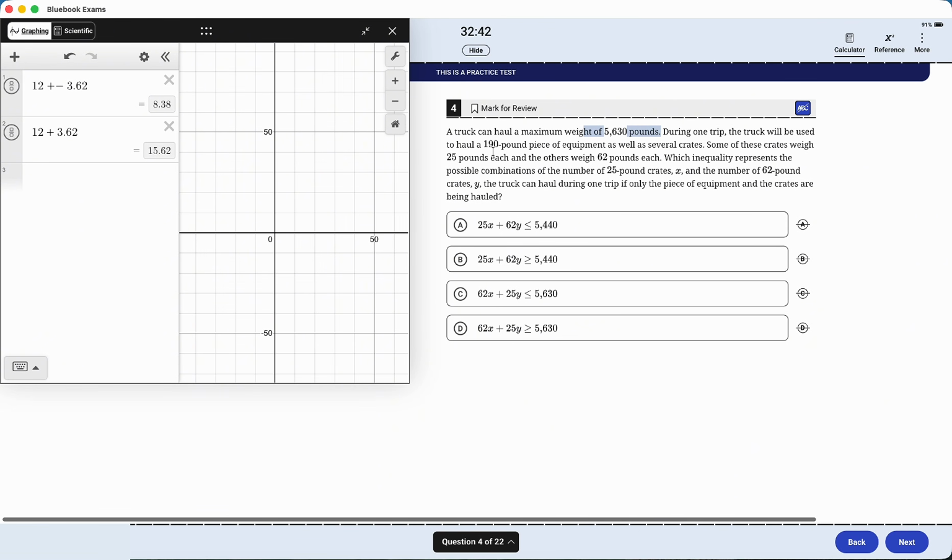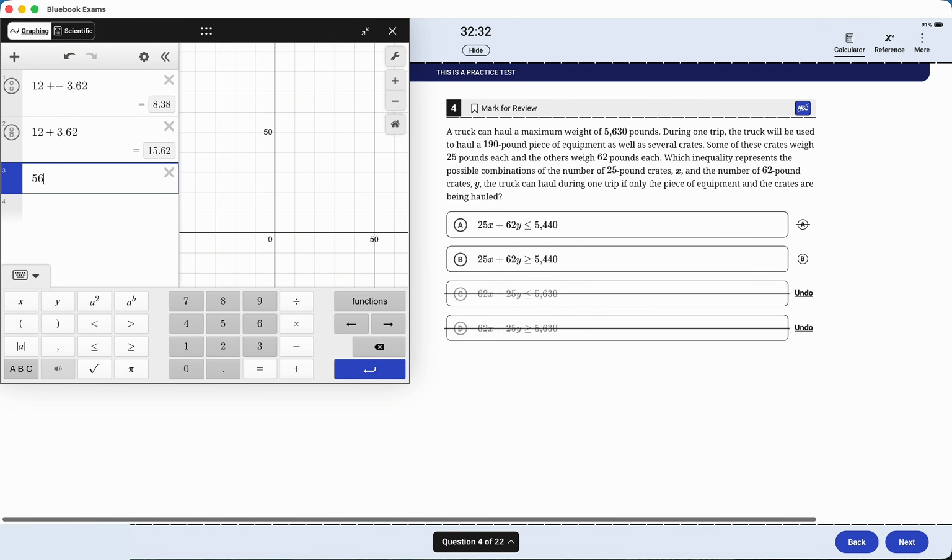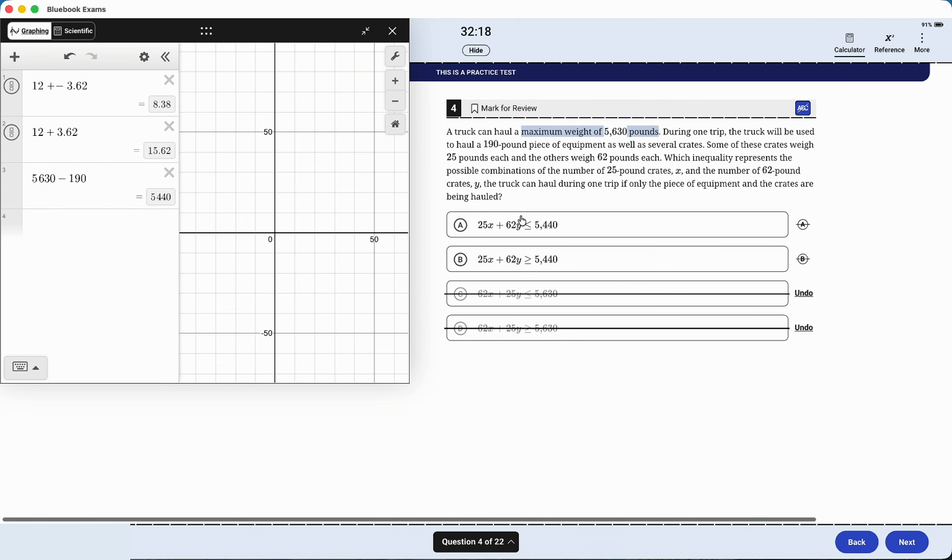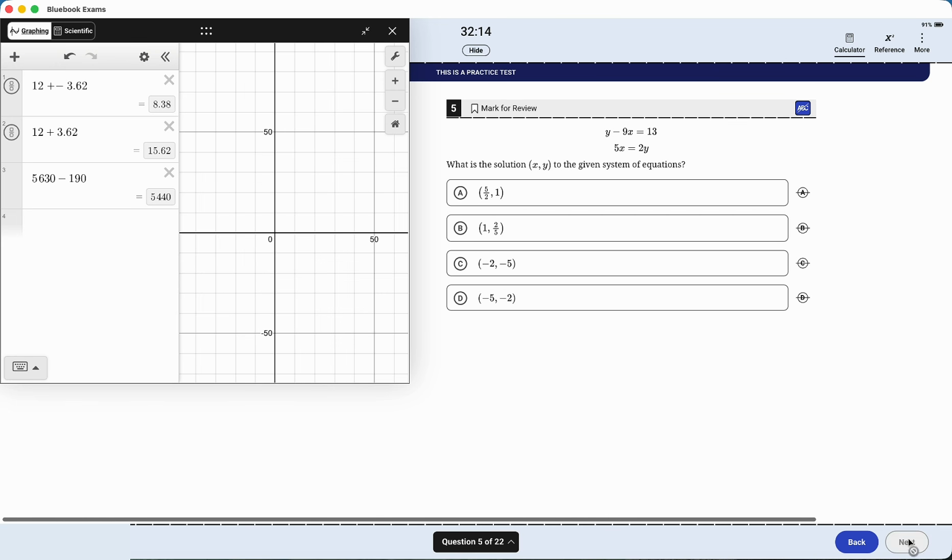Okay, you got to make sure you use everything. Sometimes people are going to pick C and D. Those are wrong just because we're not utilizing the 190. The 190 comes from that piece of equipment weighing that much, so we don't have that available to us. So we got to subtract it. That's where the 5,440 comes from. And finally, the inequality sign. That's the maximum weight. You can't be more than that, so you got to be less than that. That's why we want a less than or equal to.